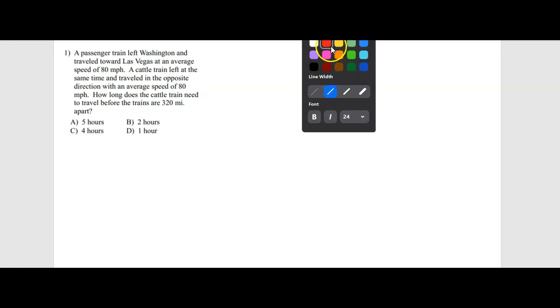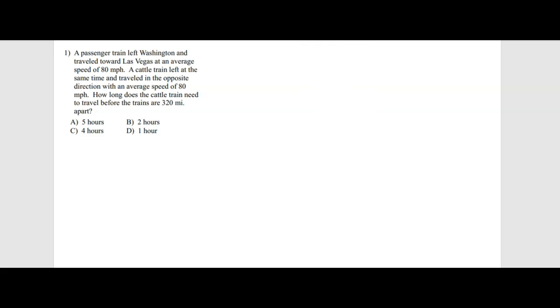We're going to start with number 1. Let's read it and talk a little bit about how to set this problem up. It says a passenger train left Washington and traveled towards Las Vegas at an average speed of 80 miles per hour. A cattle train left at the same time and traveled in the opposite direction with an average speed of 80 miles per hour. We're being asked to find out how long the cattle train needs to travel before the trains are 320 miles apart.